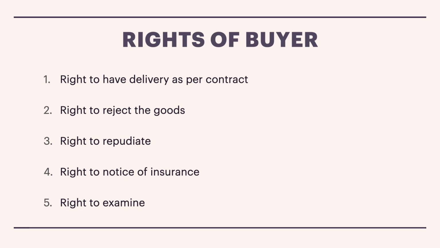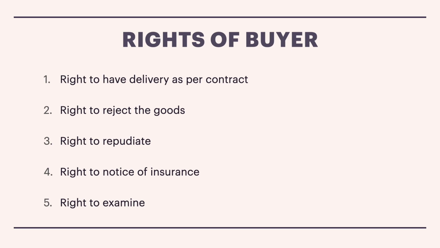So what is the fourth right? Right to notice of insurance. The buyer should be informed that the goods are reaching him by sea route, so that he may get the goods insured.